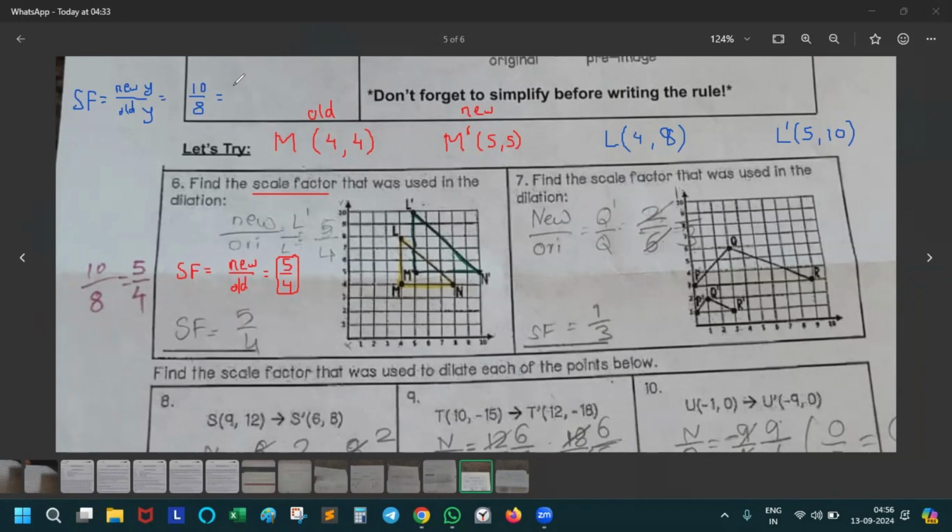10 and 8, do they share any common factors? 5 by 4. Yes. You can cancel out a 2 and get 5 by 4. Do you realize that you get the same result no matter which point you use or which coordinate you use? So this is the scale factor. Okay. Do you think that helps?